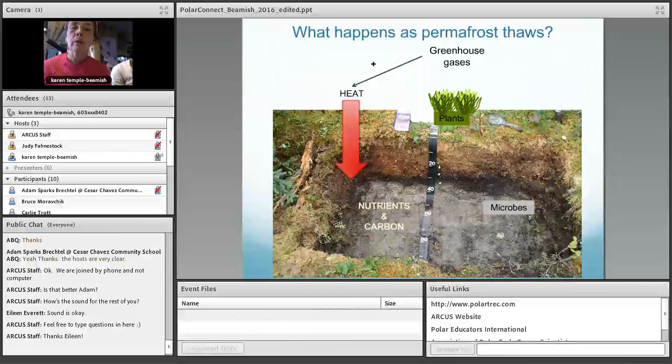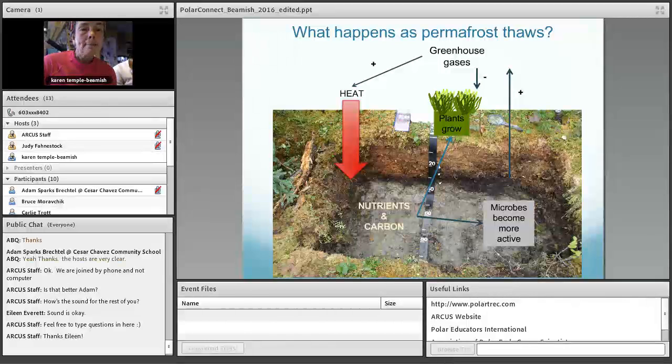So as I mentioned, we have these greenhouse gases building up in our atmosphere, trapping more of the infrared energy that heats the atmosphere, and that heat is then transferred into the soil. As that heat is transferred, the nutrients that are in the organic matter become available, and also the carbon in the organic matter becomes available. Next slide, please.